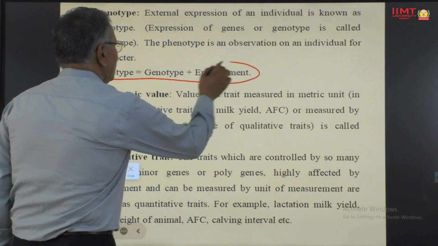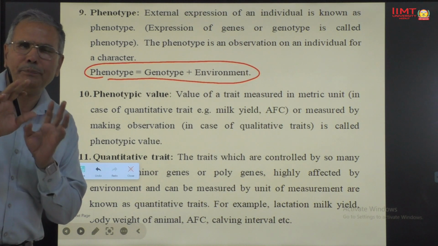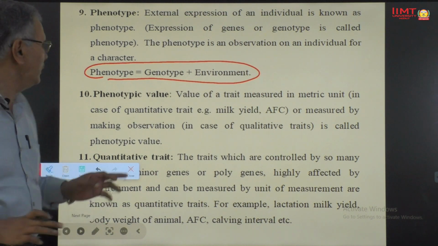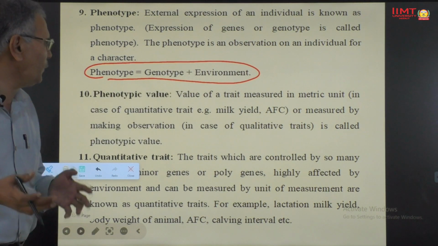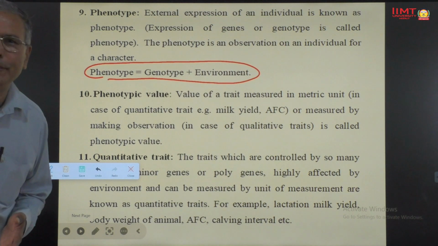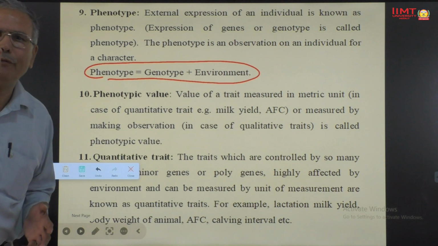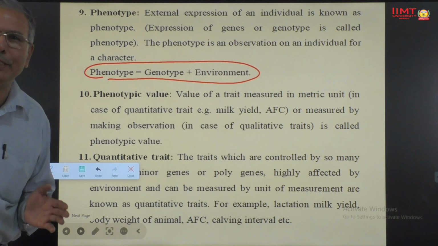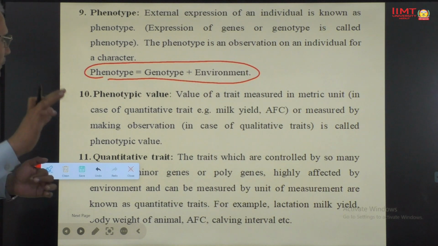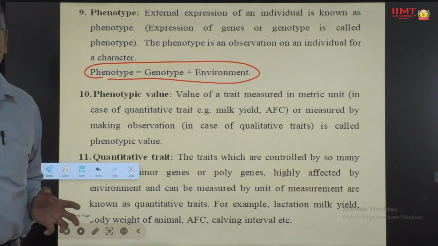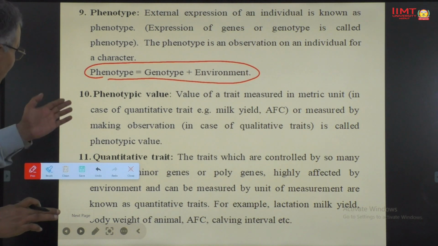Phenotype is equal to genotype and environment. Or you can say the combined effect of genotype and environment is known as phenotype. What is phenotypic value? Value of a trait measured in a metric unit. The value of a trait measured in metric unit in case of quantitative traits, or measured by making observation in case of qualitative trait is known as phenotypic value.